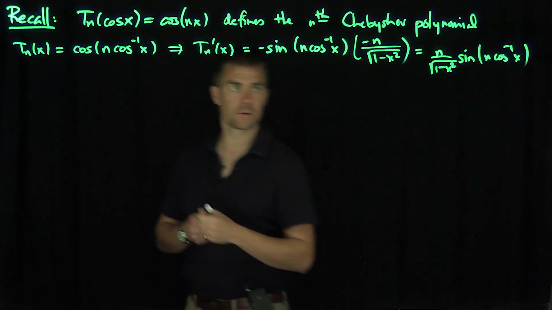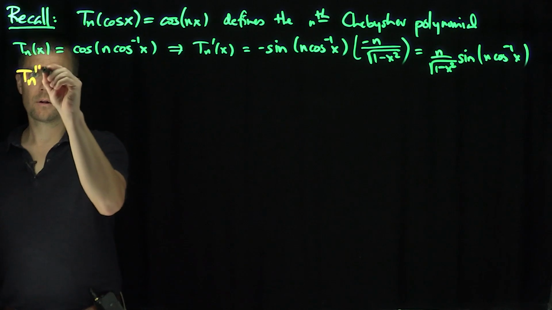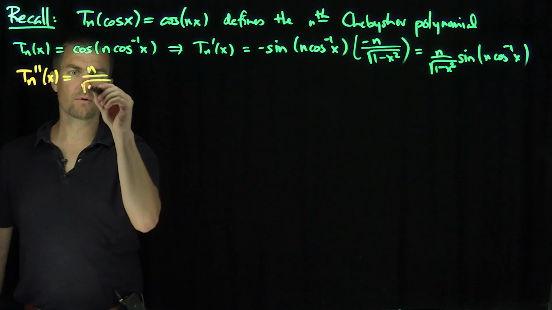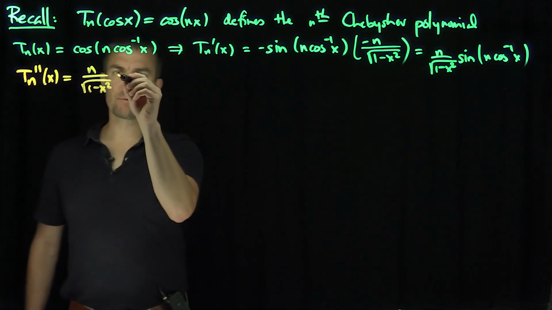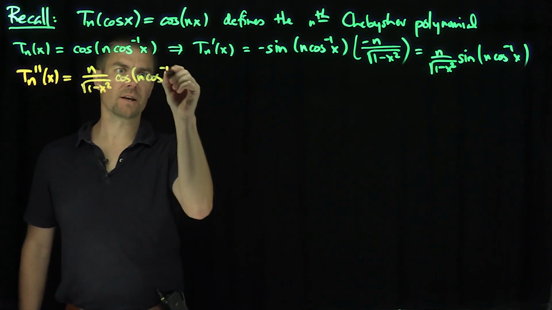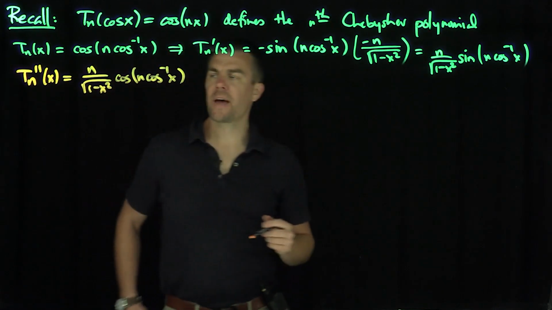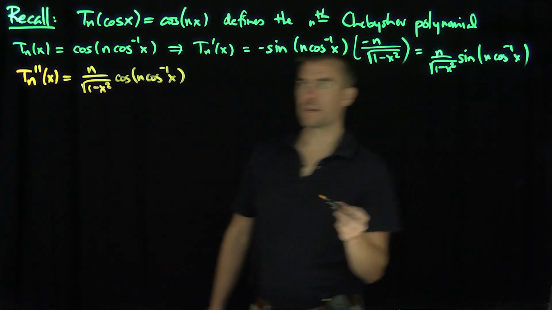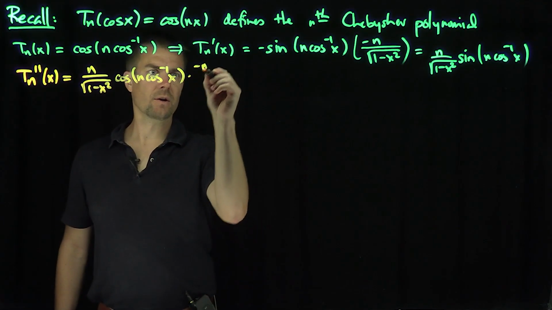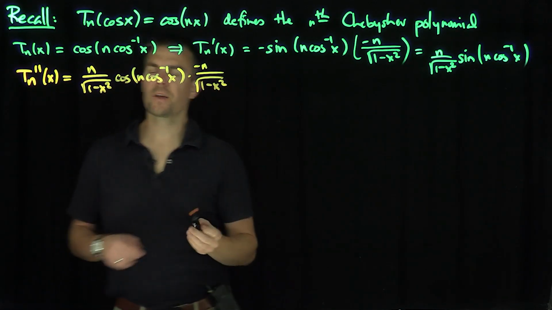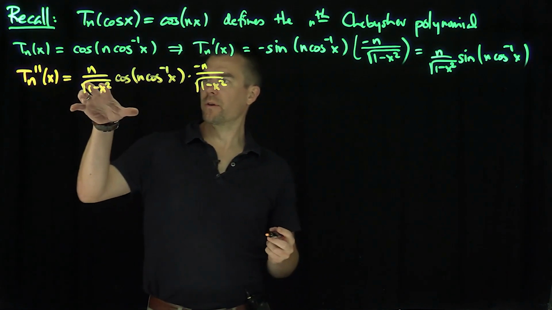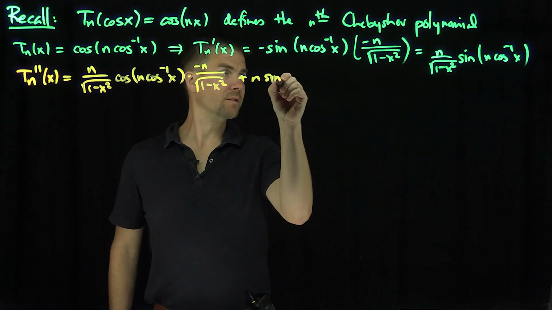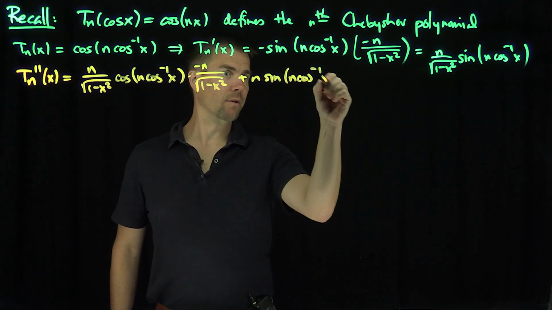So the second derivative is going to be what? Tn double prime of x is going to be n over the square root of 1 minus x squared times the derivative of sine, which is cosine of n cosine inverse of x, and then times the derivative of the inside function. The derivative of the inside function is going to be negative n times negative 1 over the square root of 1 minus x squared. And then we have to multiply by the derivative of the other factor, right? So that's going to be a plus n sine of n cosine inverse of x.